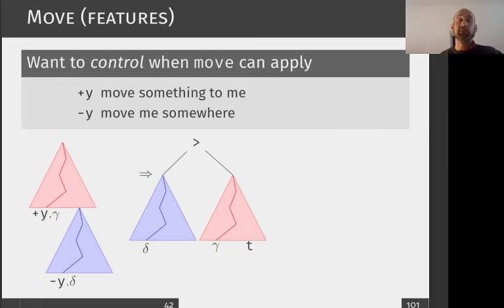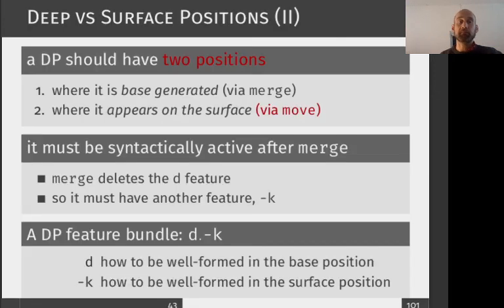And the maximal projection that's doing the moving has to have a -y feature as the first feature of its head. And then in the resulting structure, you get rid of the +y and the -y because their desires have been met. The guy that wanted to move has been moved, and the guy that wanted to have someone moved to him has had someone moved to him, right? So everyone is happy. Get rid of the features. So this is what we wanted.